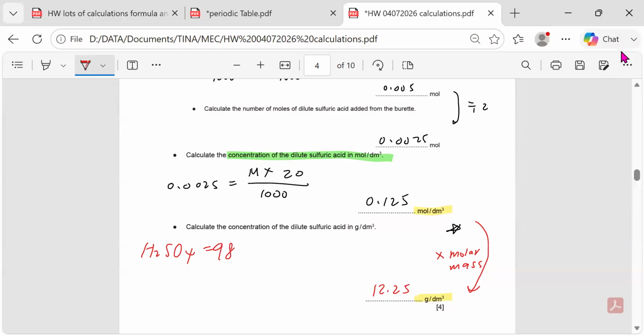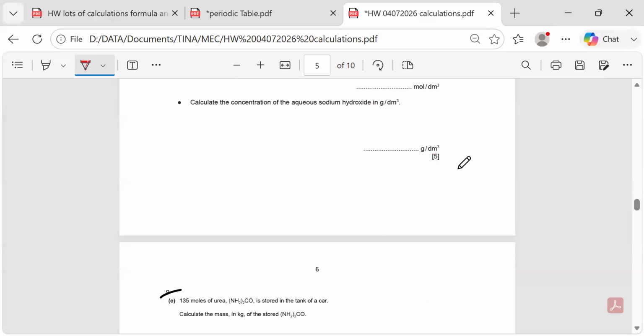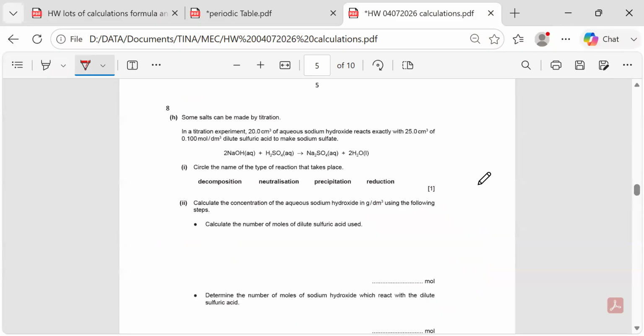Use the exact same method to do question 8 now. It's the exact same thing.